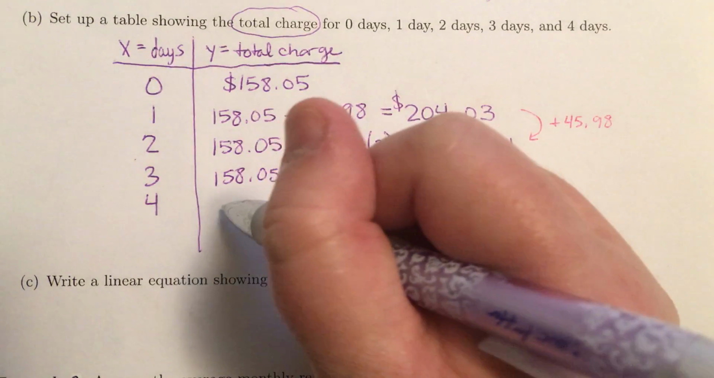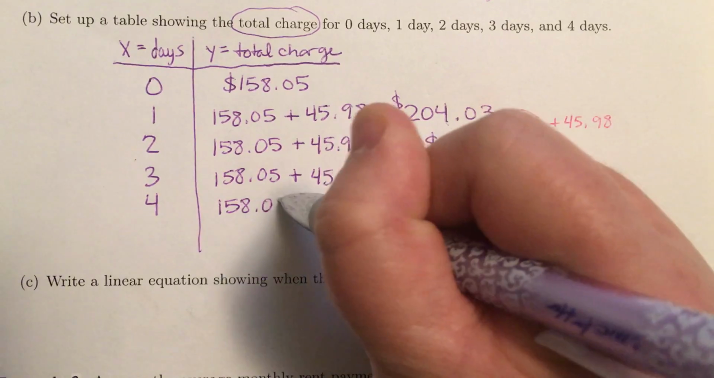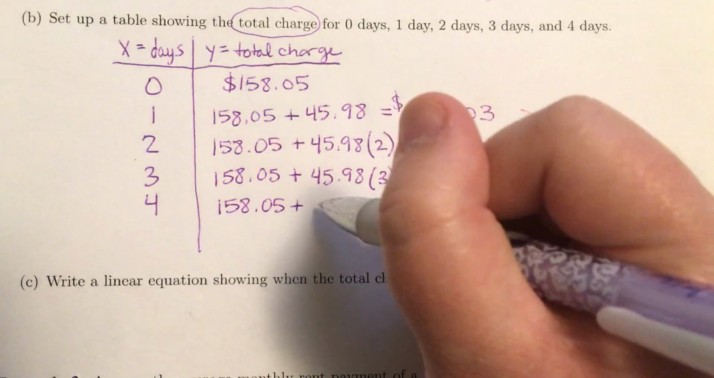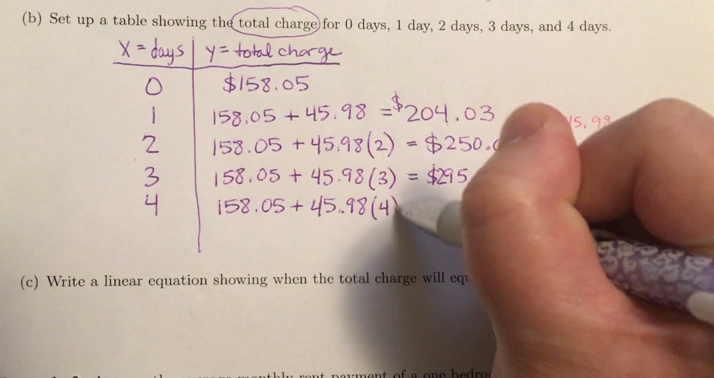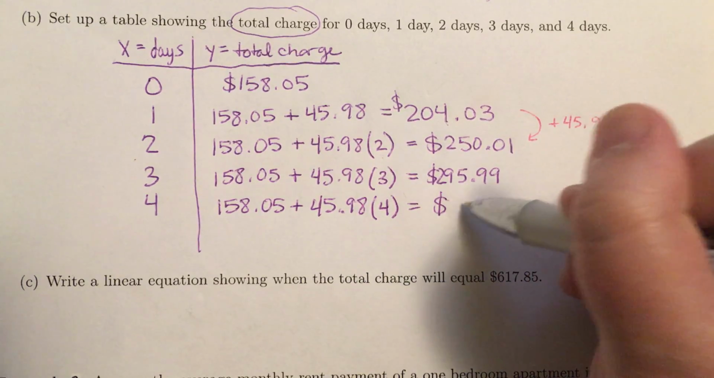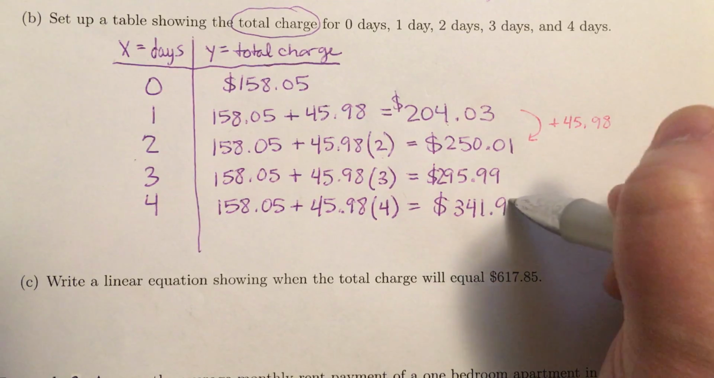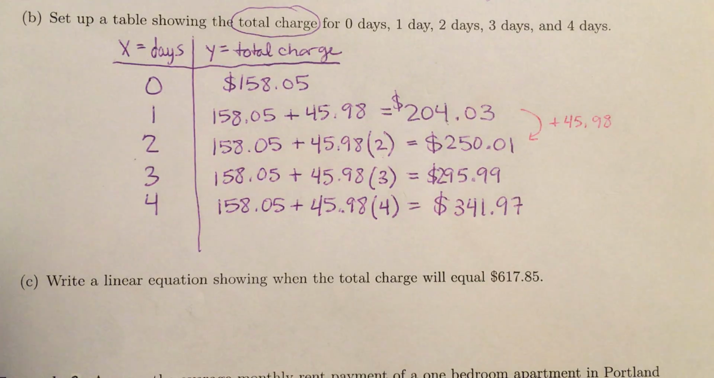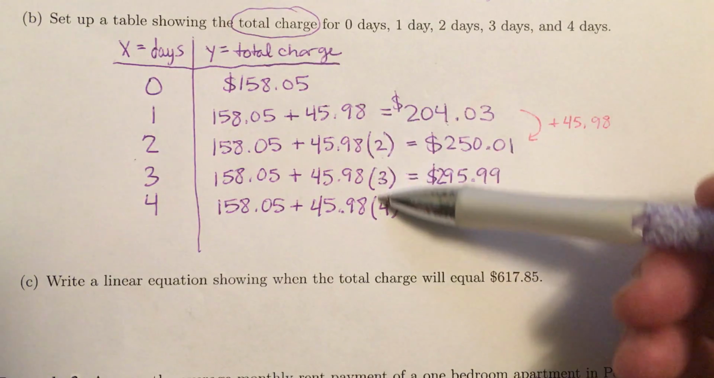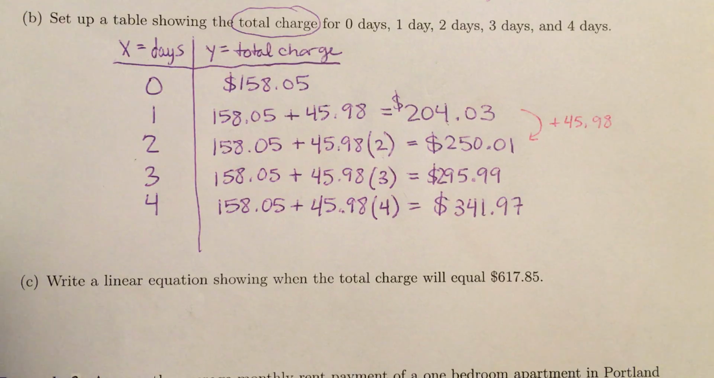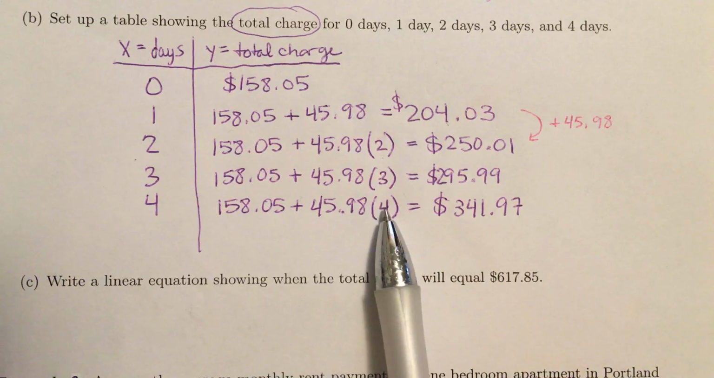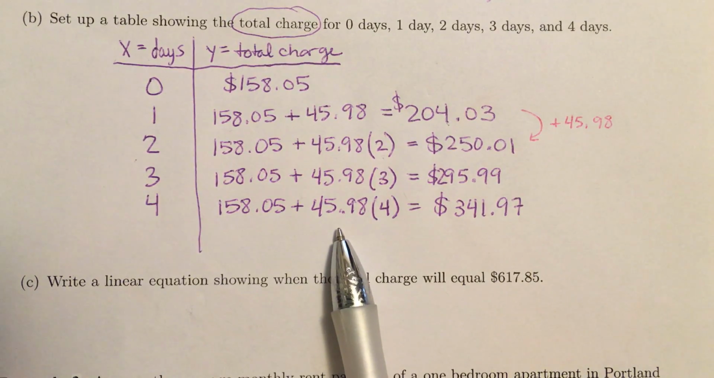All right, last one. 4 days, I have $158.05 because that's the car rental rate, no matter how many days I have it. But now I need to multiply $45.98 by 4 days. And the calculator told me that that would be $341.97. Even though I'm using a calculator, notice that I'm writing down what I'm going to put in the calculator before I actually type it in there. And this is exactly how you need to show your work. So using a calculator is great, but in order for me to grade how you're doing these, it's important to write down what you're typing into your calculator.